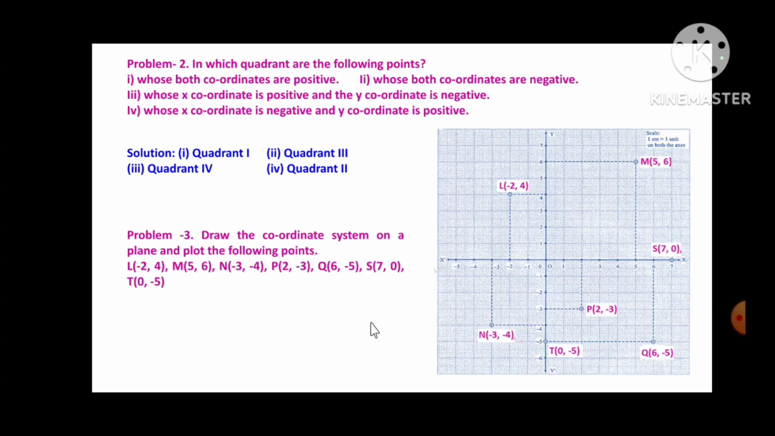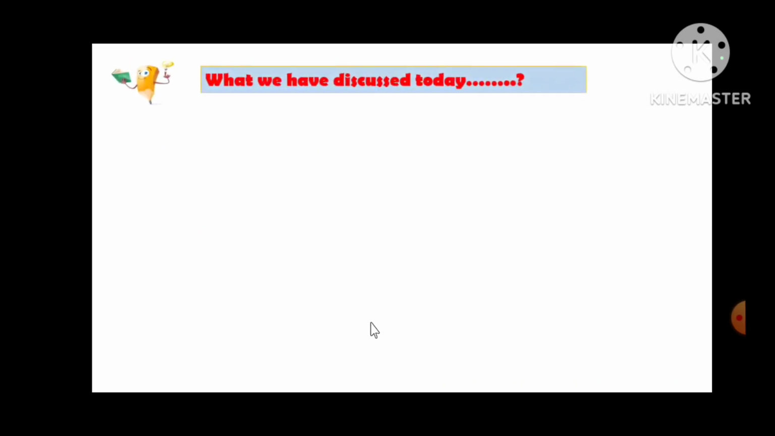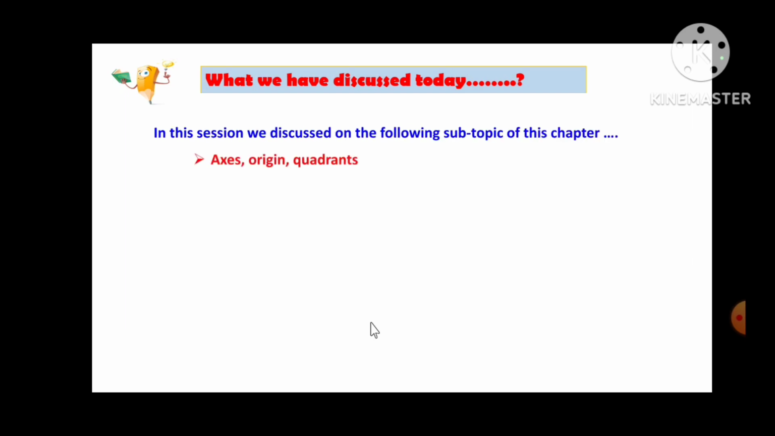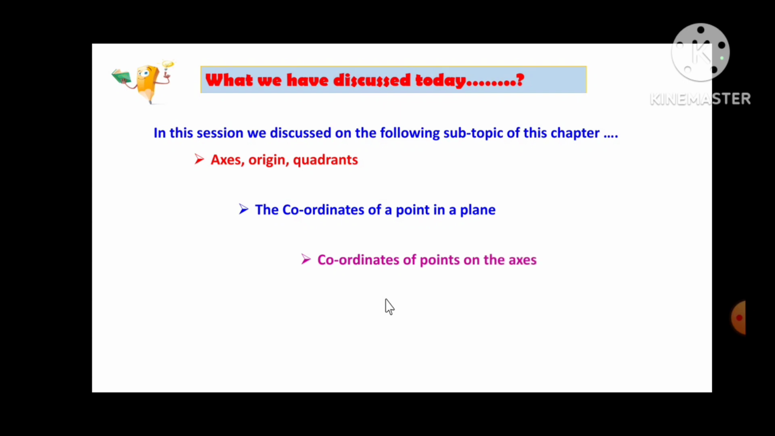Friends, what we have discussed today in this topic is axis, origin and quadrant, the coordinates of points on the plane, coordinates of points on the axis, and how to plot a point of a given coordinate, and some problems from practice set 7.1.